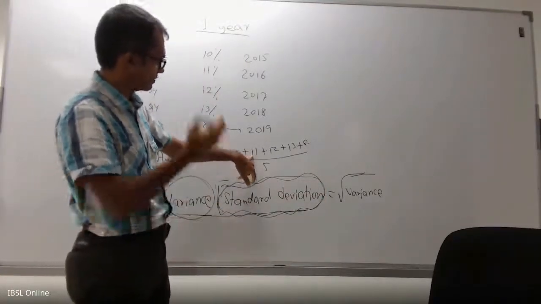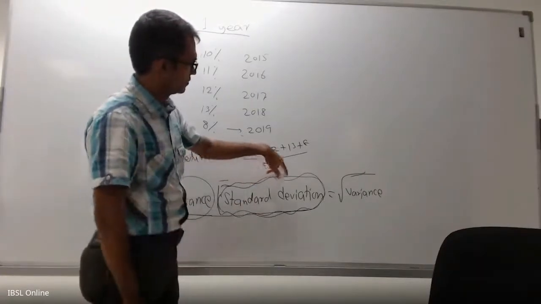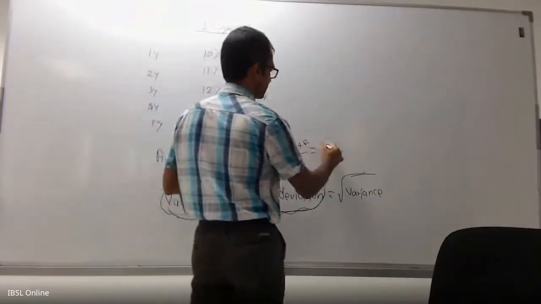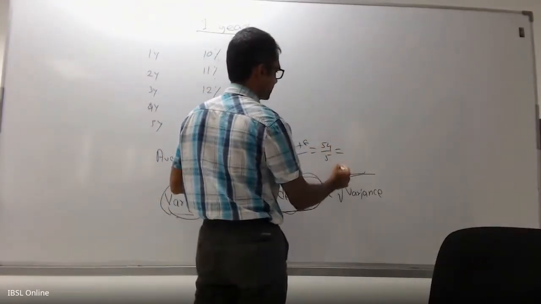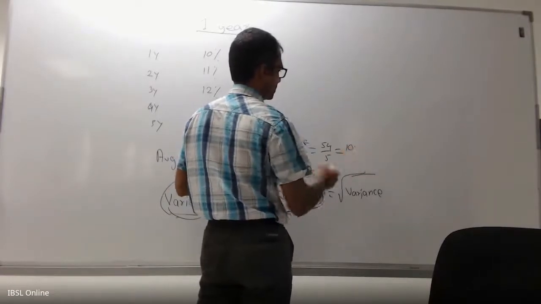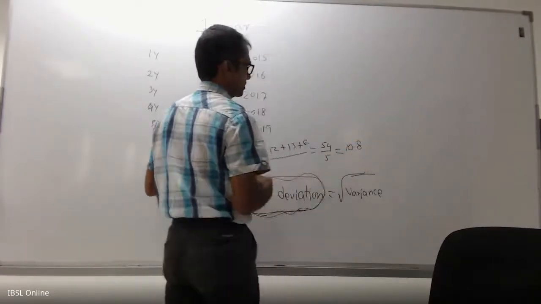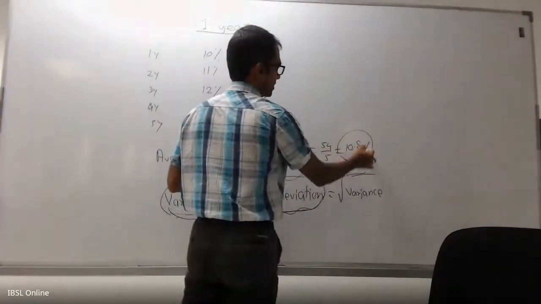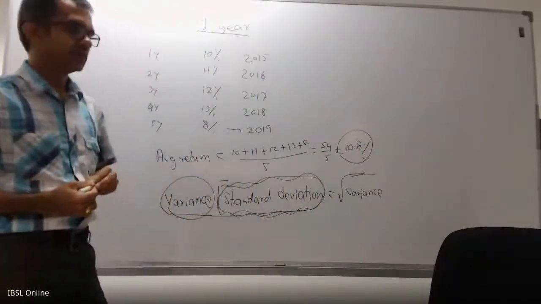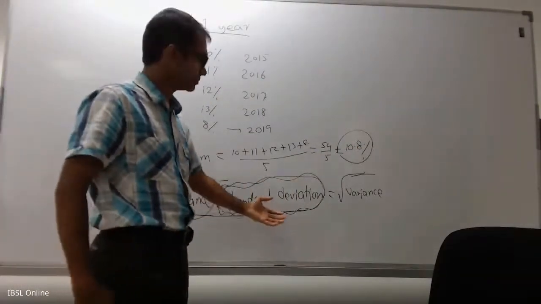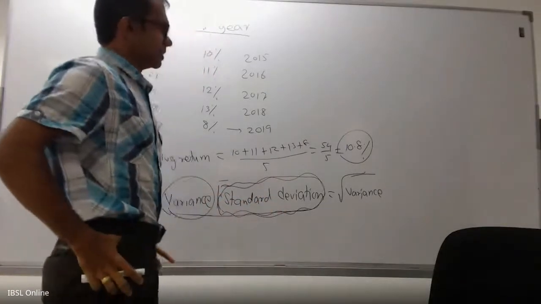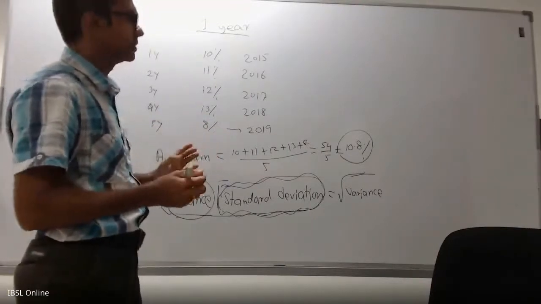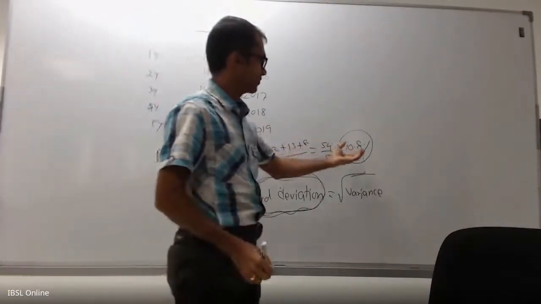10, 21, 21, 33, 46, 54. 54 divided by 5. What is our average return? 10.8. Average return is 10.8%. When we calculate the variance or the standard deviation, it will give you the possibility, with some probability, that return can deviate from this 10.8.